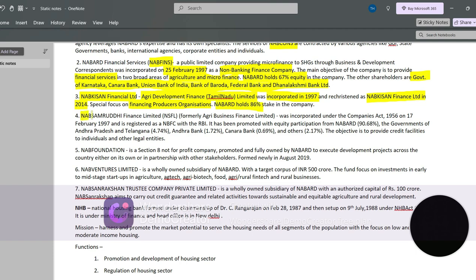Next is NABSAMRUDDHI Finance Limited, NSFL. It was formerly Agri-Business Finance Limited. Later on, it was incorporated under the Companies Act 1956 on 17th February 1997 and registered as an NBFC with the RBI.